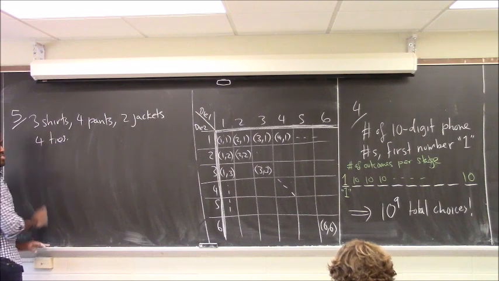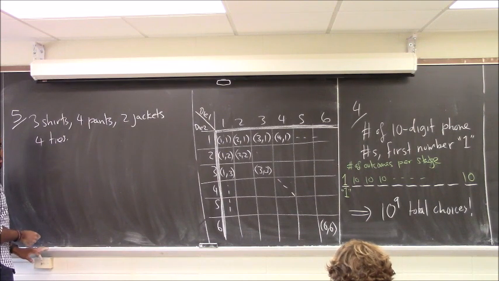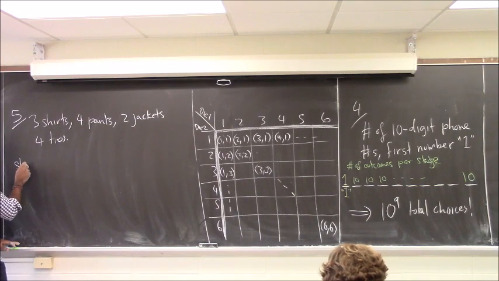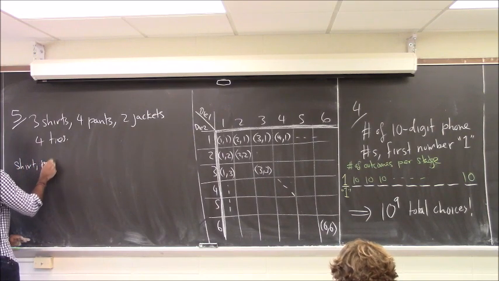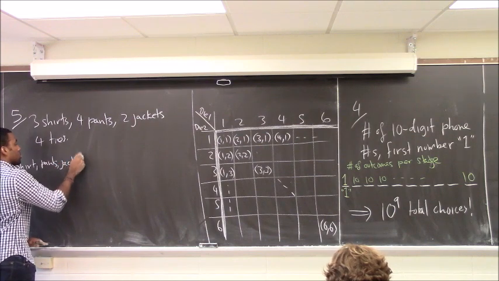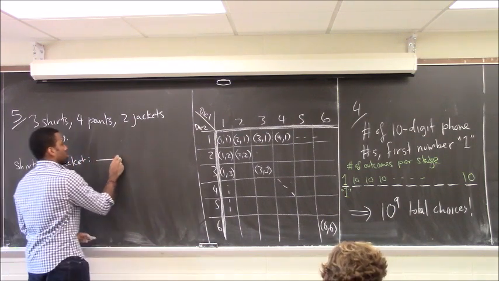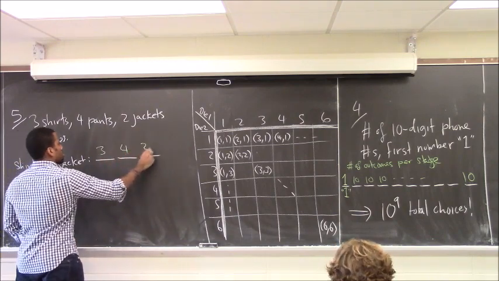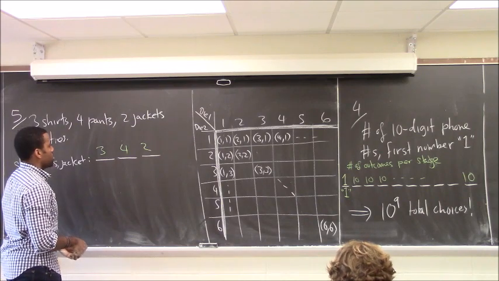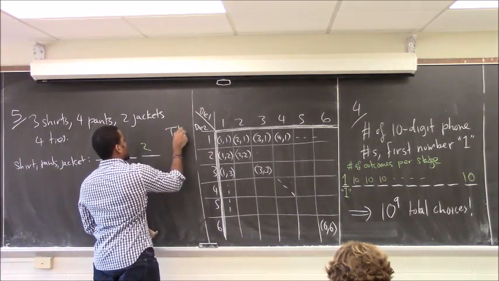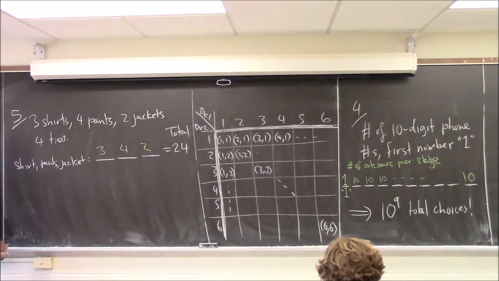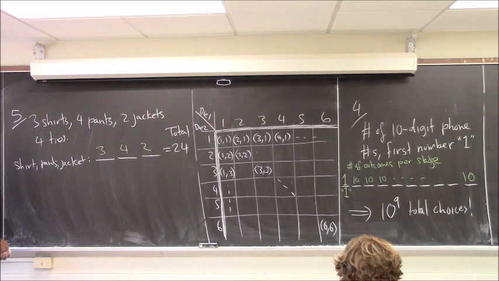Okay. So you find the number of possible combinations for the first combination that they gave you, the shirt, pants, and jacket. There are 3 possibilities for shirts, 4 possibilities for pants, and 2 possibilities for jackets. And you multiply them. So how many possibilities? 24. 24 possibilities here.